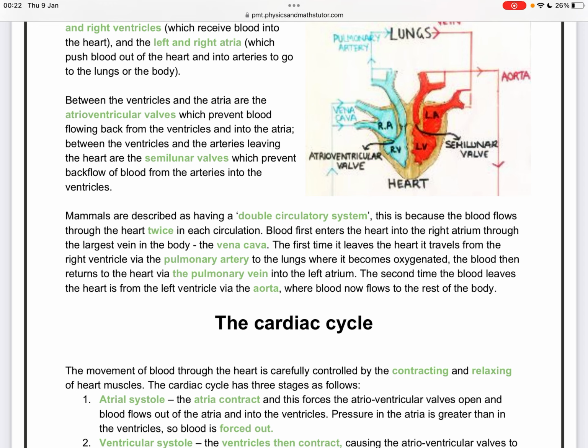Between the ventricles and the arteries leaving the heart are the semilunar valves, which prevent backflow of blood from the arteries into the ventricles. Mammals are described as having a double circulatory system. This is because, as we've mentioned, the blood flows through the heart twice in each circulation.